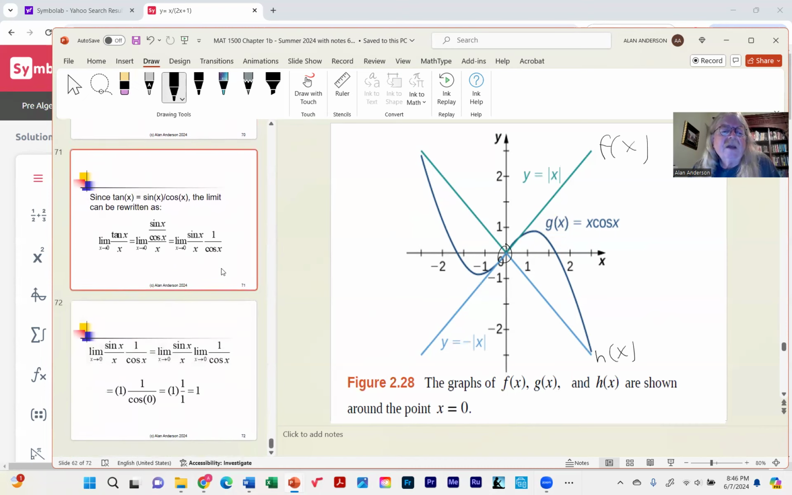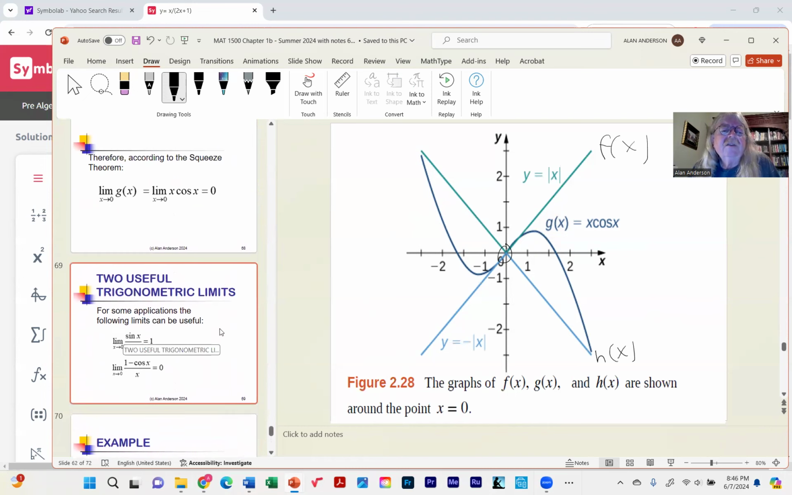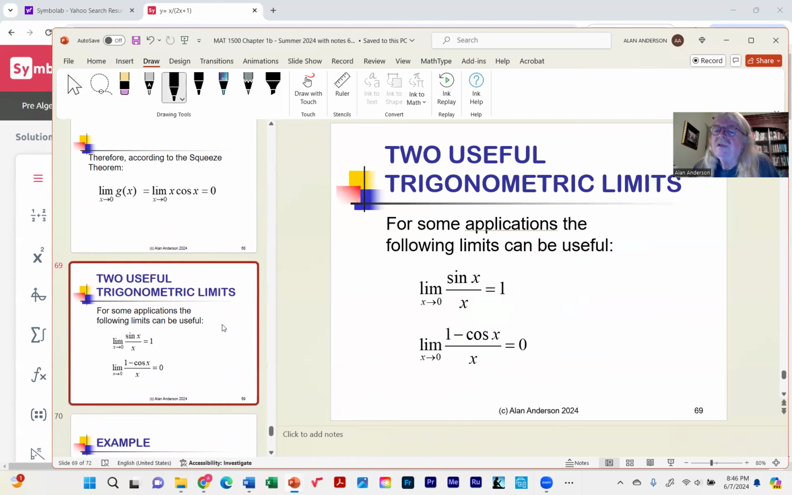Now, the book goes out of its way to give us these two formulas without proving them, only because they may come in handy at some point. We'll get back to this later on, but they want to make sure you're aware of these two limits: the limit as x goes to 0 of sine x over x is 1, and the limit as x goes to 0 of 1 minus cosine x over x is 0. They're not trying to prove it, not just yet at least.